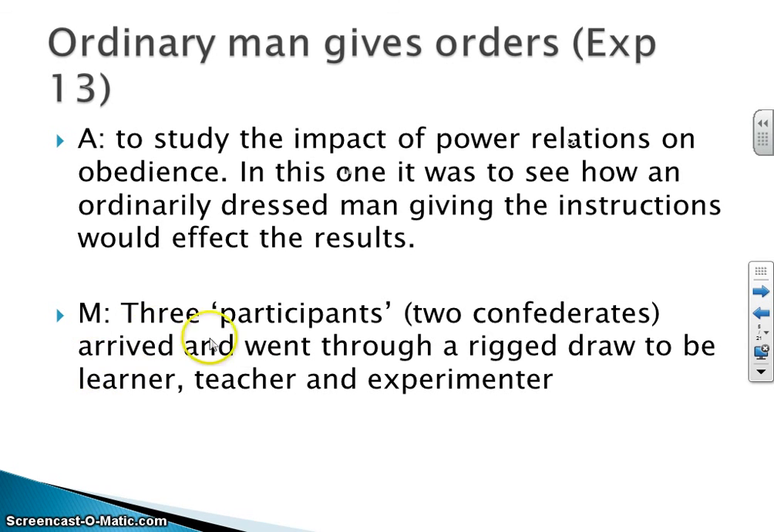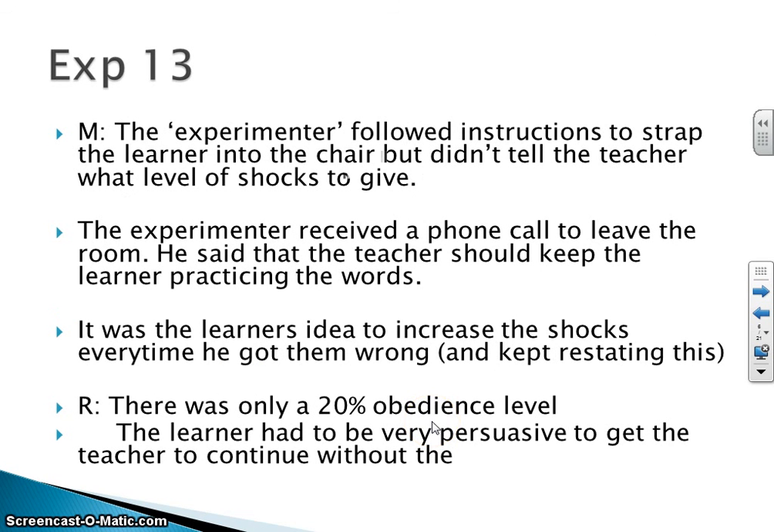So for the method, the 3 participants, 2 of them being a Confederate, 1 being Mr. Wallace and 1 being this other guy, arrived and went through a rigged draw to determine who was the learner, the teacher and the experimenter. Again, the real participant was always going to be the teacher. The experimenter, who is again the Confederate who the naive participant believes is a real participant, followed the instructions to strap the learner into the chair. So he strapped Mr. Wallace into the chair, but didn't tell the teacher what levels of shock to give.